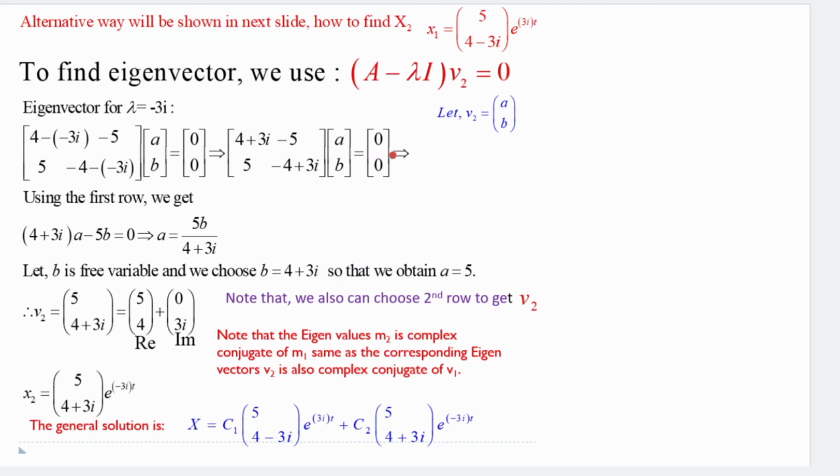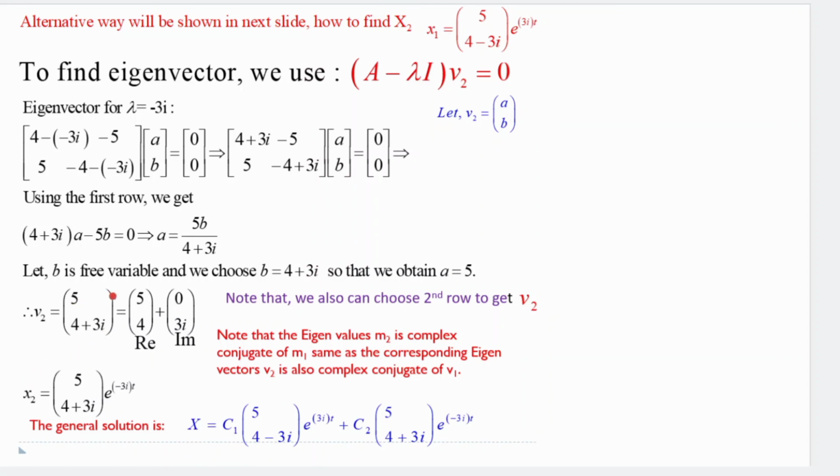Now for this matrix system, when we use the first row, we get (4 plus 3i) times a minus 5 times b equals 0. When we simplify this, we get a equal to 5b divided by (4 plus 3i). Since there are two unknowns and only one equation, we can consider b a free variable. For our convenience, in this case we choose b equal to 4 plus 3i. Then we get a equal to 5. So now we get our B2 equals (5, 4 plus 3i).